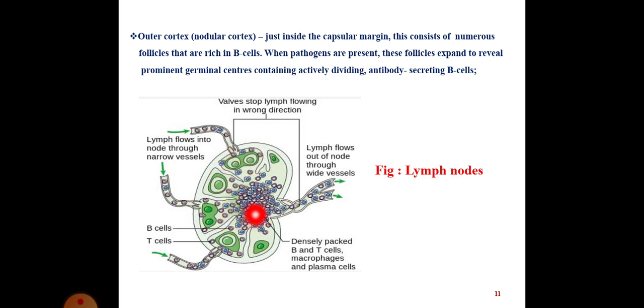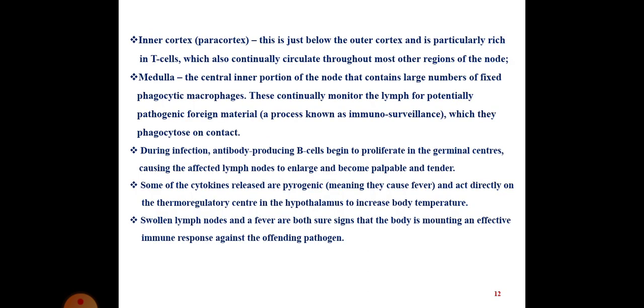When pathogens are present, these follicles expand to reveal prominent germinal centers containing actively dividing, antibody-secreting B cells. Next, the inner cortex, that is known as the paracortex. It is found just below the outer cortex and is particularly rich in T cells. They also continually circulate throughout most of the regions of the node. Then the medulla, the central inner portion of the node, contains a large number of fixed phagocytic macrophages, and they continually monitor the lymph for potentially pathogenic foreign material.